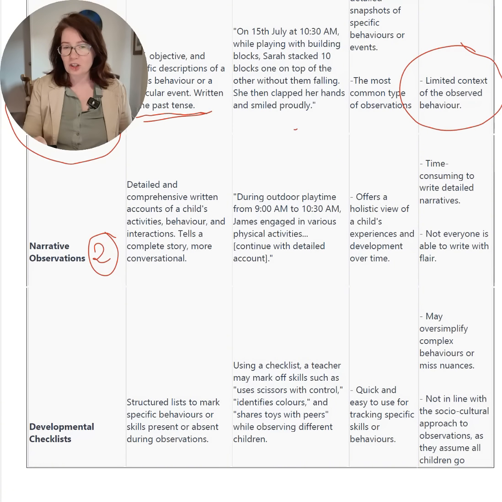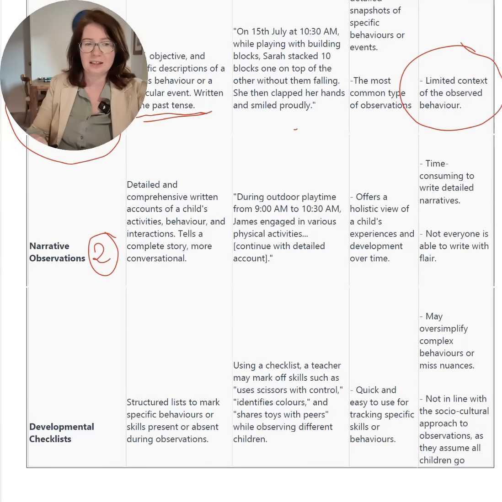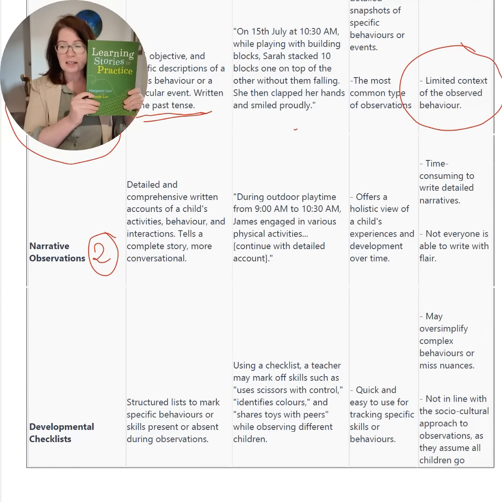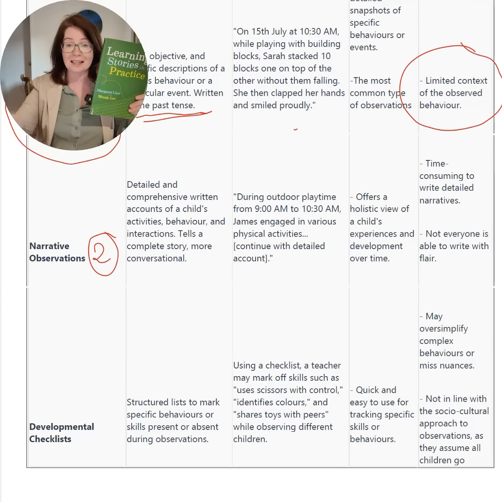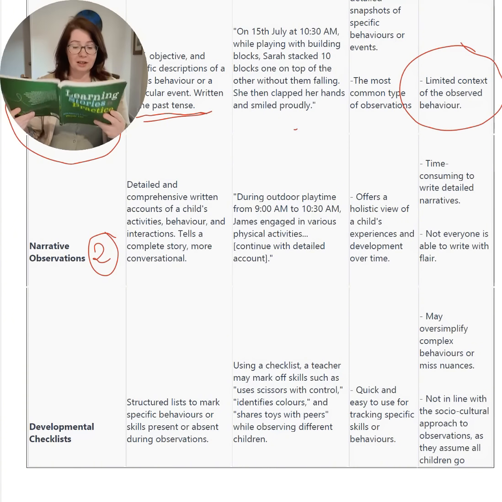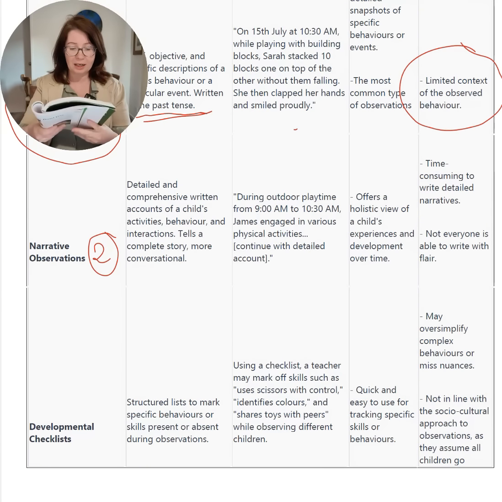I really like narrative observations. You probably watched some videos on learning stories. If you haven't seen any examples of narrative observations, I encourage you to read this book, Learning Stories in Practice. This is my favorite book for examples of such narratives. For example, I'll read you one little story quickly.